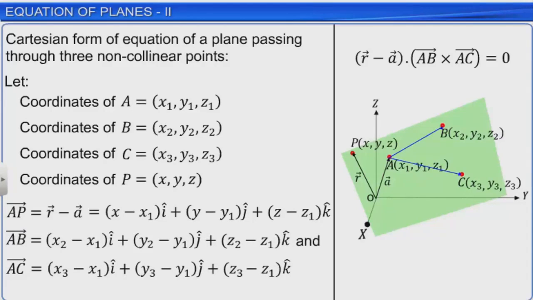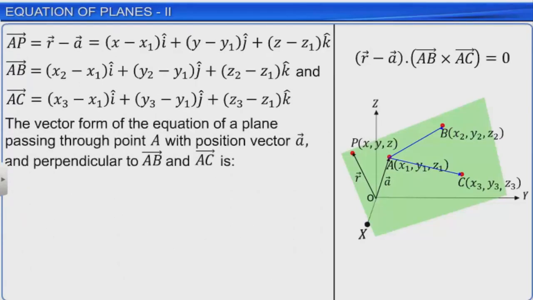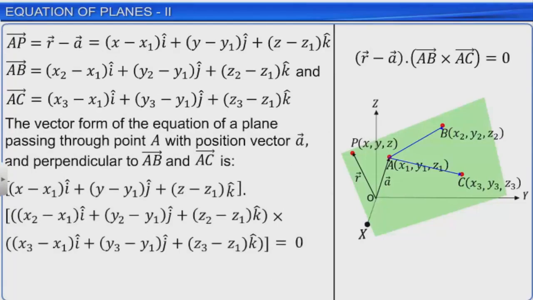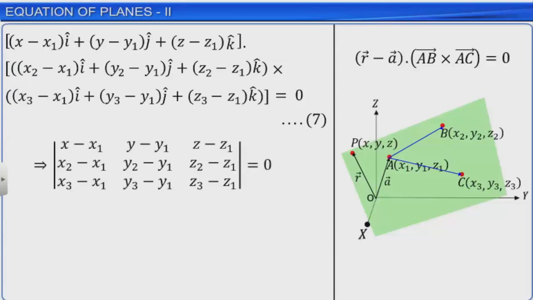Substituting the previous values in the vector equation of the plane passing through non-collinear points A, B, and C, we get equation 7 as shown. Converting equation 7 into a determinant, as shown here, we get the Cartesian form of the equation of a plane passing through 3 non-collinear points A, B, and C with the given coordinates.